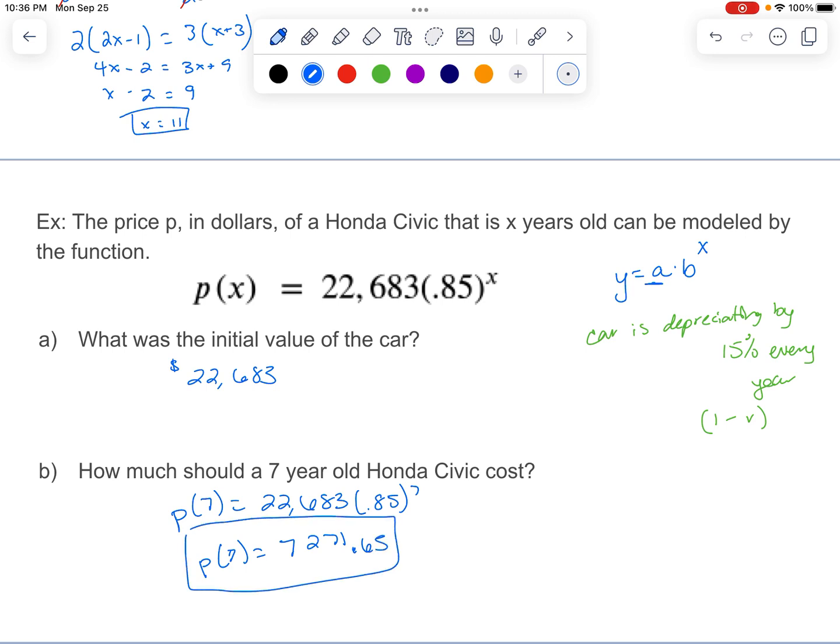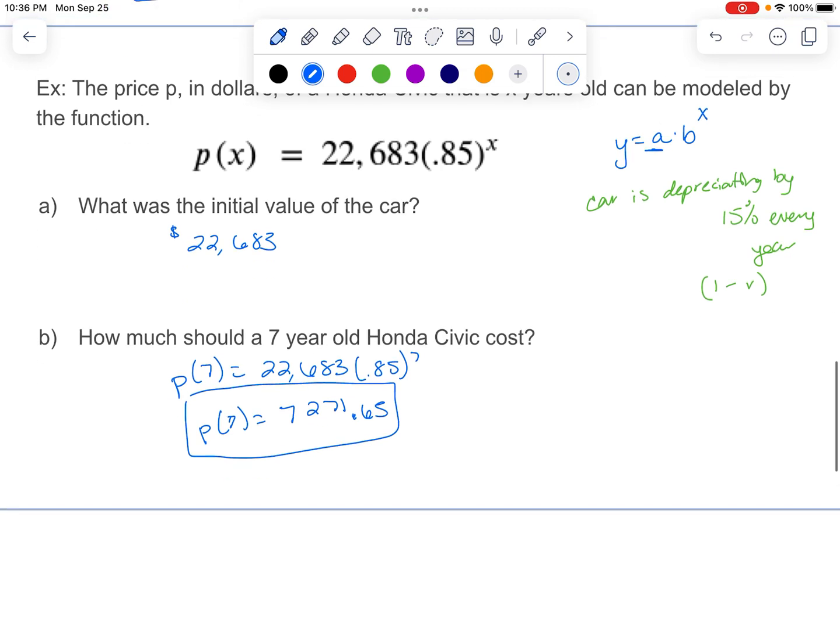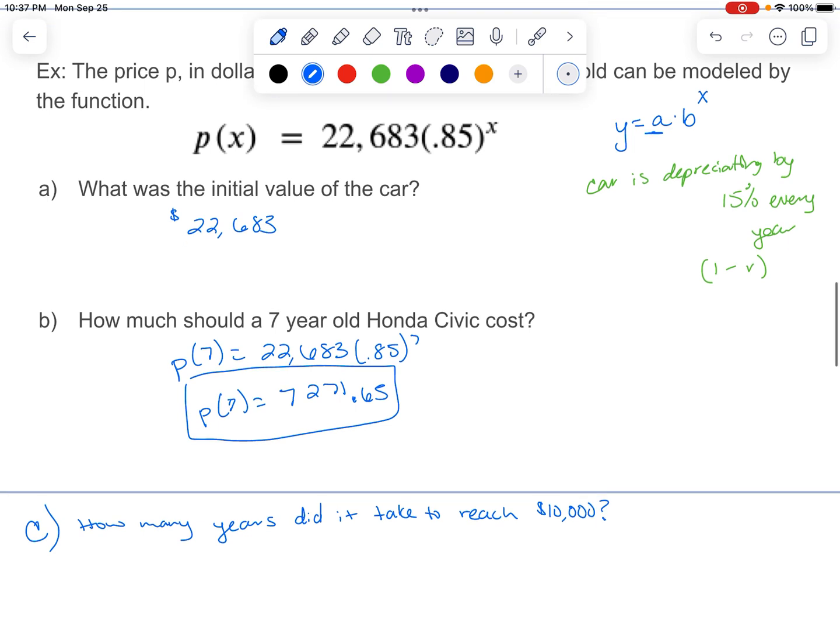Sometimes you'll be asked the other way. You might have, we'll just add this in here, a question C. How many years did it take to reach, say, $10,000? Okay, this question might come up. And as of right now, we're not using logarithms. So the only way that you can actually do this is either guess and check or graphically using Desmos. So I'm going to show you how to use Desmos for this.